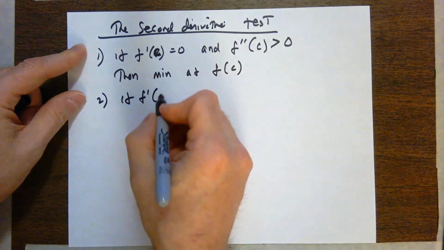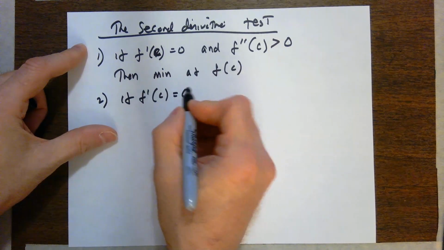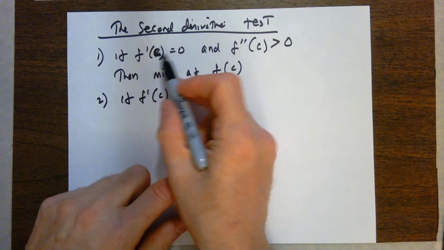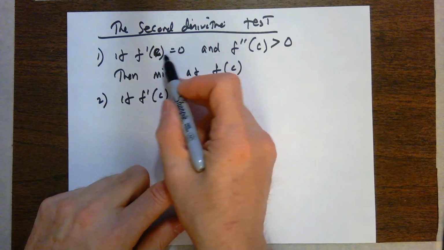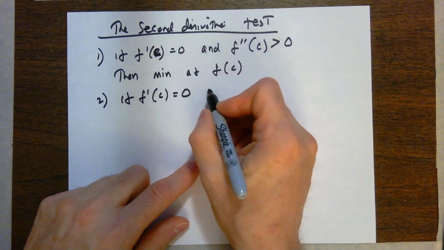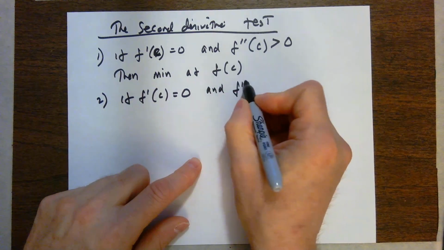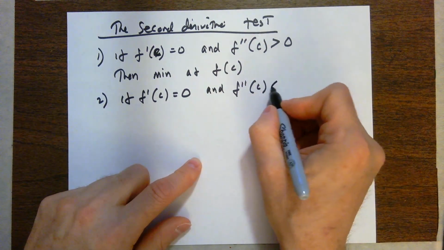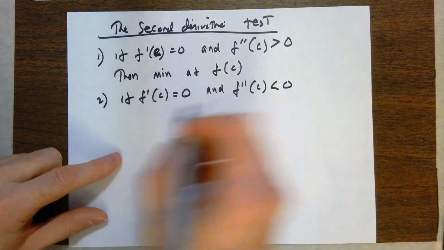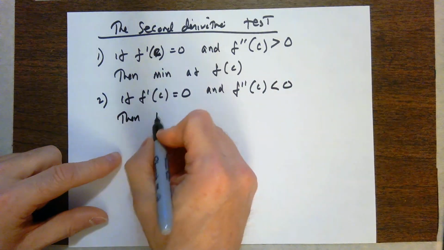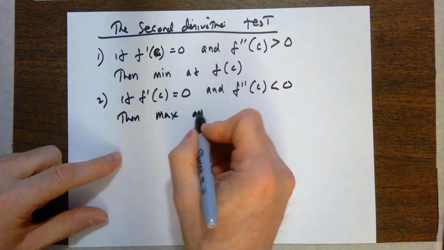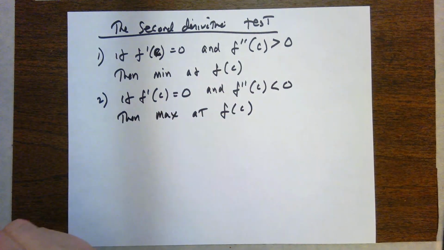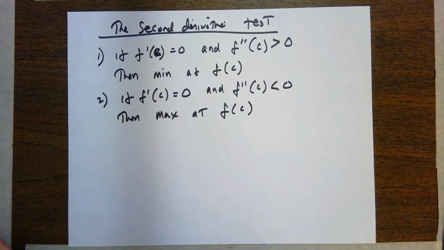If the first derivative at some point c is equal to 0, again, if the first derivative is 0, we know it's a tangent, a horizontal tangent. I've got a maximum or minimum point here. And the second derivative is less than 0, then I know it's going to be a maximum at f of c. I know I'm going to have a maximum value there at c.